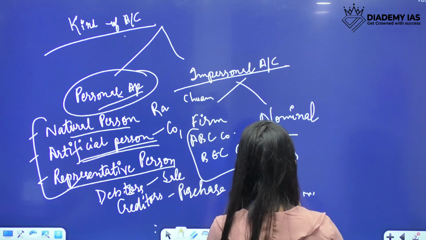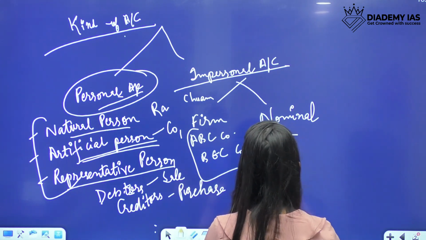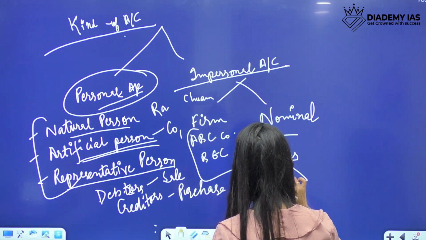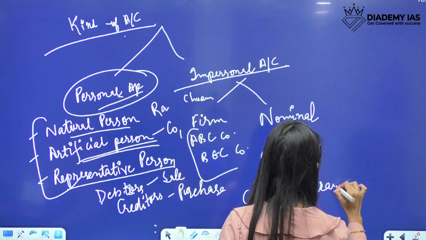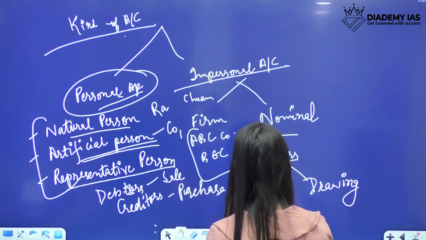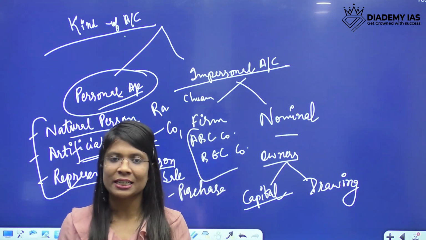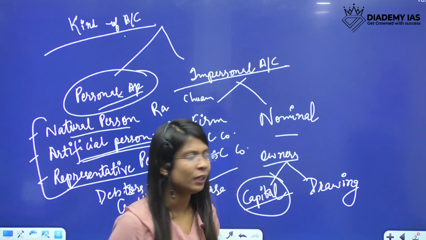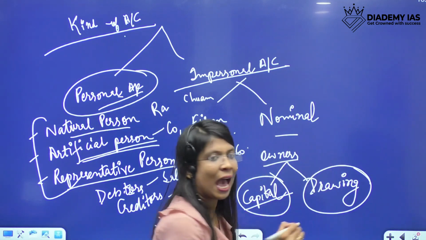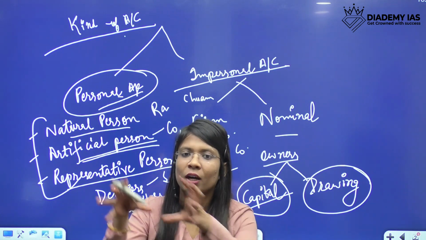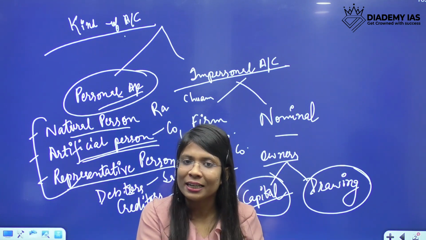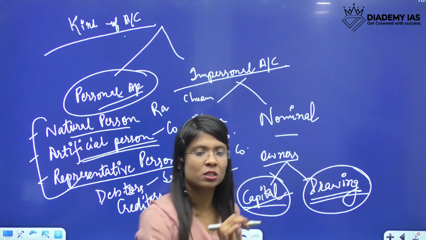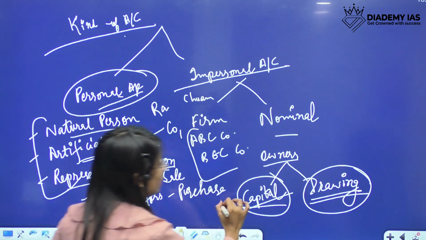Then comes owners. For owners, two words come into the picture: capital, drawings. If the owner is investing any money, that would be capital. If the owner is drawing any money, that would be drawings. As both these accounts depict the owner, they are also representing owners. So they'll also be representative accounts. So debtors, creditors, capital, drawings.